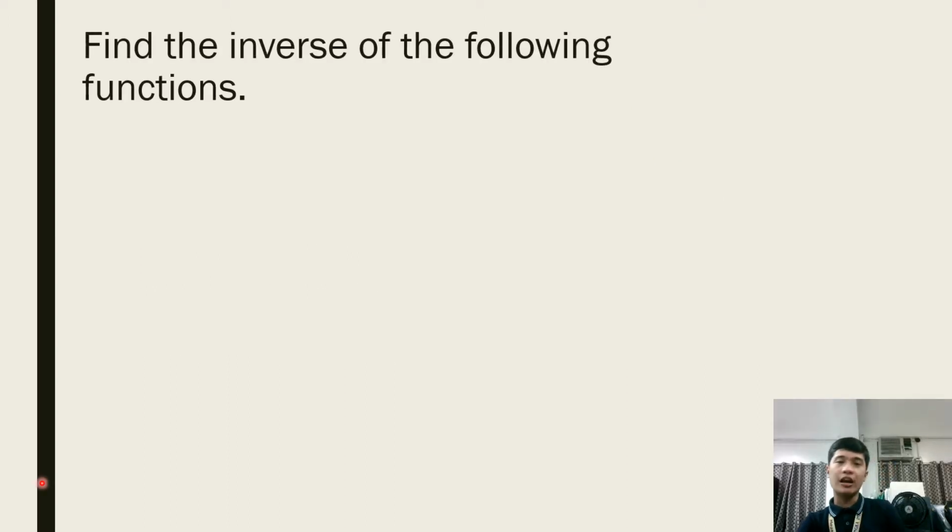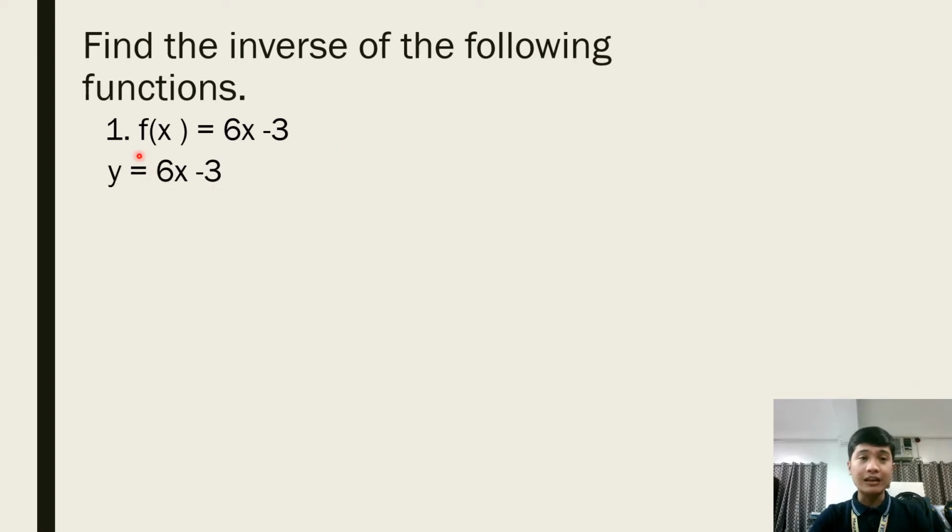Okay, so let's have our example. Find the inverse of the following functions. Number 1, f of x is equal to 6x minus 3. Ano ba yung una nating proseso sa pagkuha ng inverse function, lalo na kung yung function ay nakasulat in function notation? First thing na gagawin natin is palitan natin yung f of x ng y. So from f of x equals 6x minus 3, we have y equals 6x minus 3. Yun po yung una nating step.